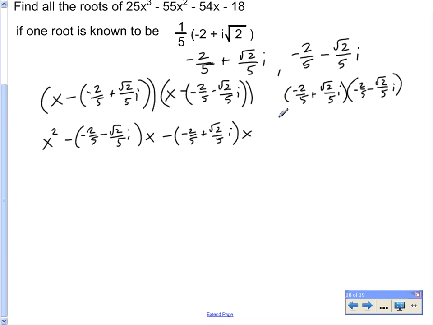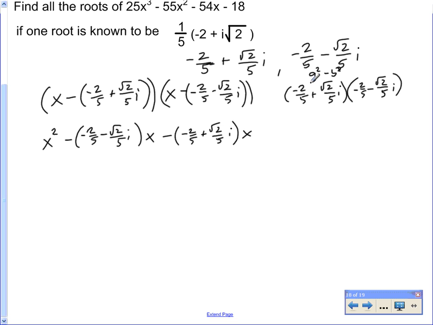Now I've got a difference of squares here. I know that the form this comes from is a squared minus b squared. My a is negative 2 over 5, and my b is square root of 2 over 5i. So if I square those and put a minus between them, that's what I'm going to get for my last term here.